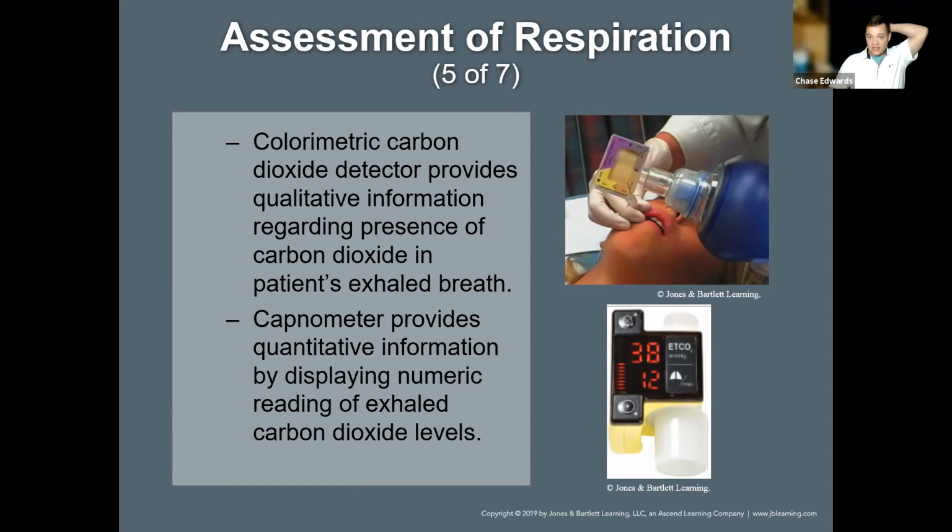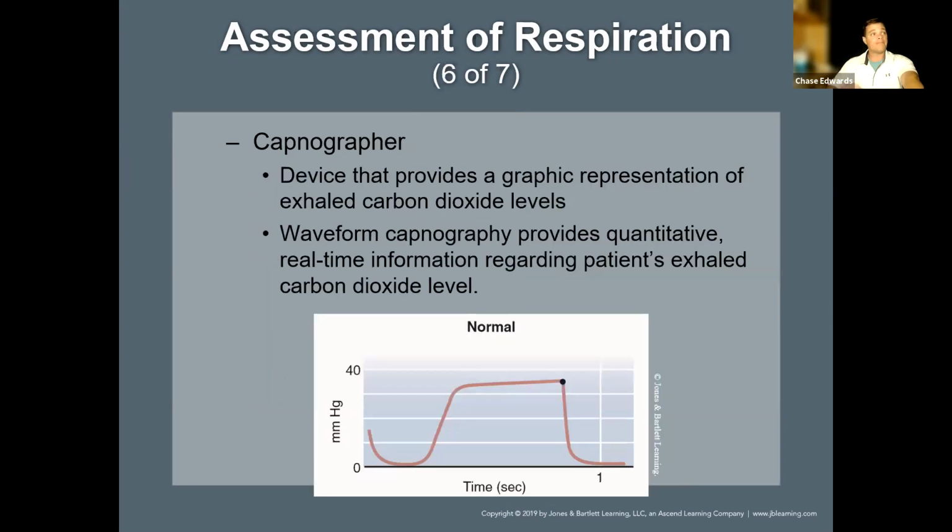And then you also have a capnometer that provides quantitative information in real time by displaying a numeric reading of the exhaled carbon dioxide levels, which is at the bottom, EtCO2. Now you have EtCO2 measurements on your machines. If you have one in your truck or if you're riding with a paramedic, use them. Please use them.